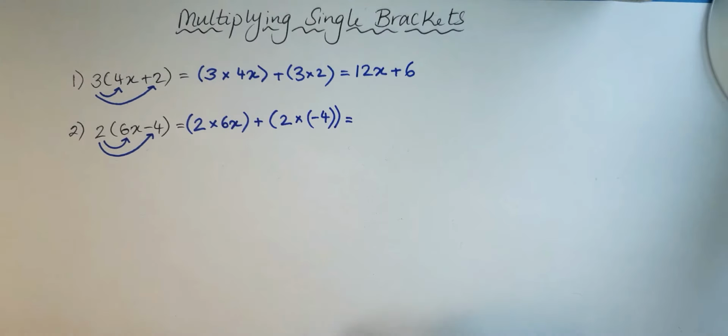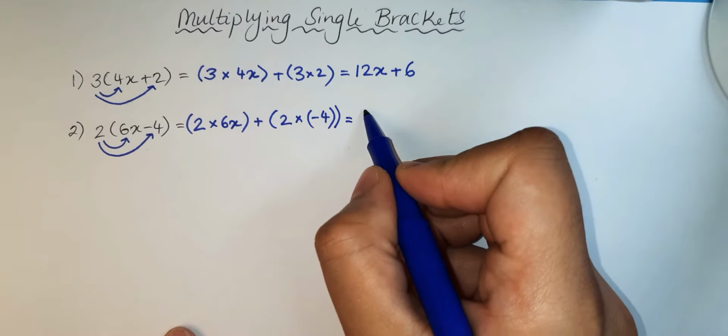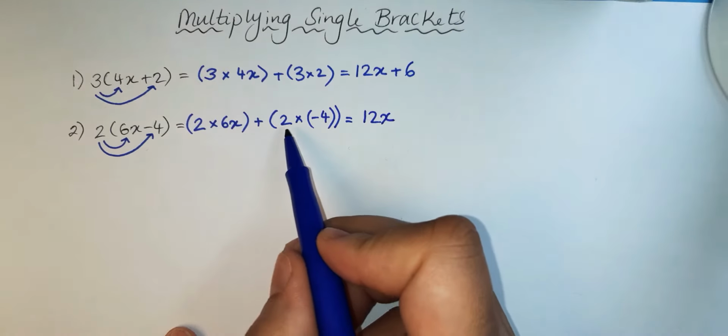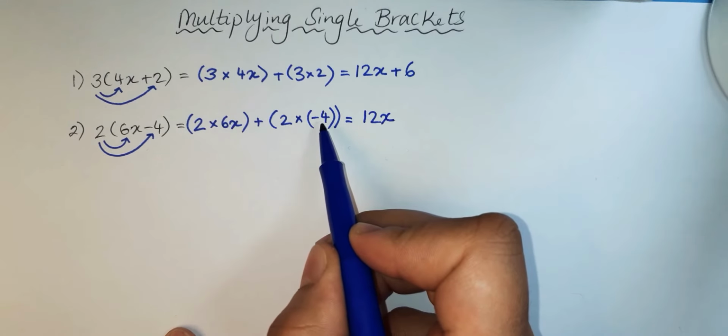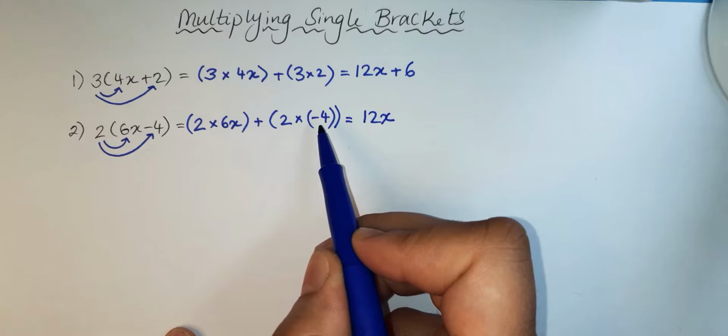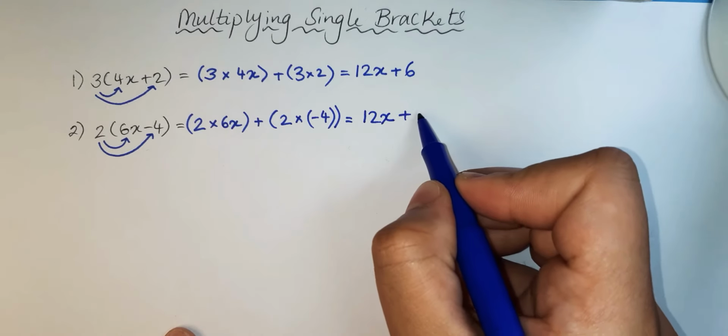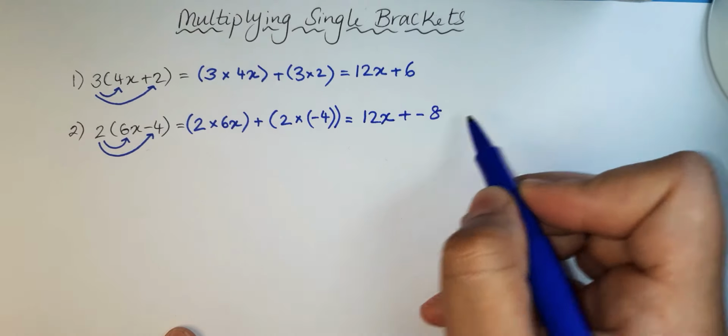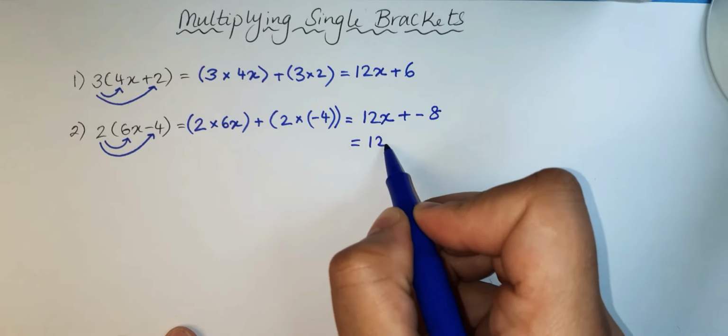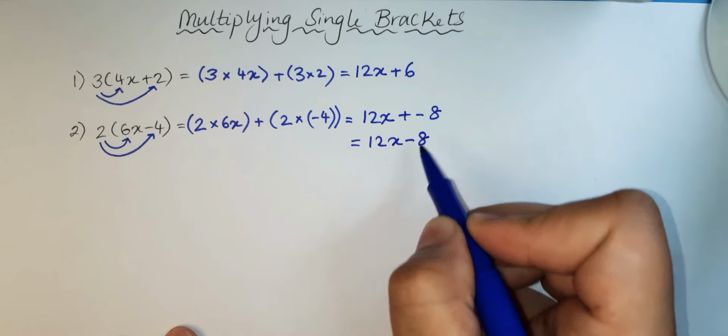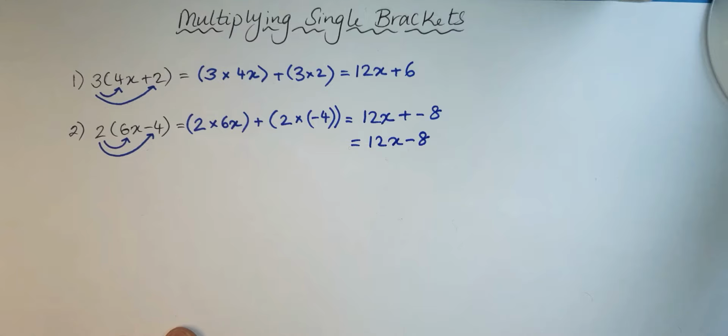So all that would be is 2 times 6 is 12, so 12x. Now 2 multiplied by negative 4 is negative 8. And if we have a plus and a minus together, it just becomes a negative. So the answer is 12x minus 8. And that was an example with a negative.